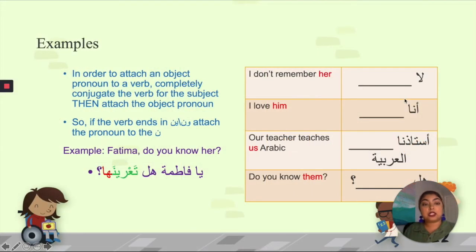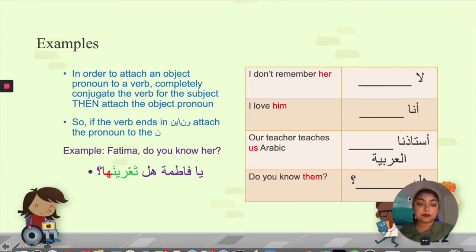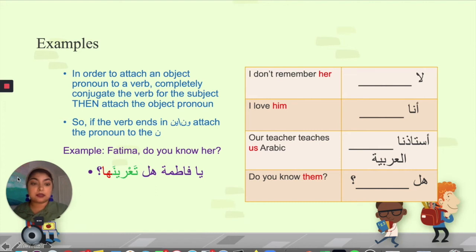So let's look at some examples. In order to attach an object pronoun to the verb, you first have to conjugate the verb. Okay, so you first change the verb so that it's the correct verb form, and then you attach the object pronoun. Okay, so let's look at some examples, shall we?